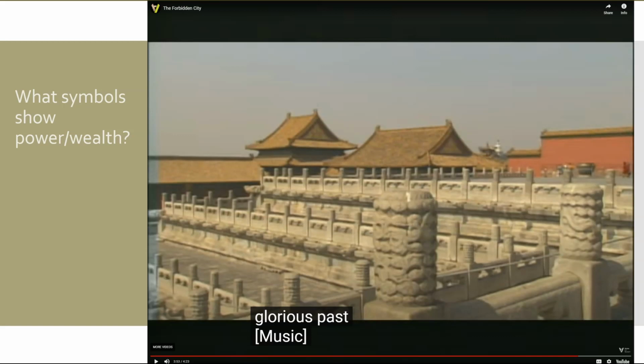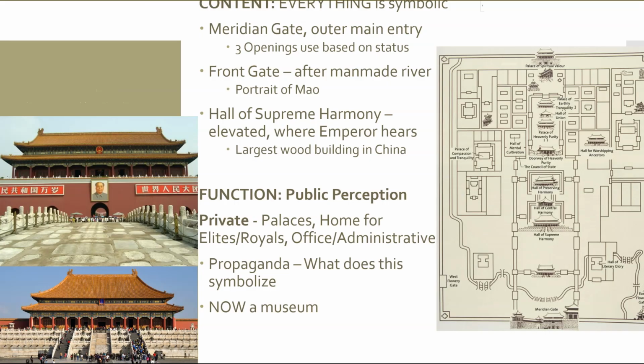All right, so hopefully you got a good idea about some of the symbols and things that show wealth within the Forbidden City. We don't go into much detail with the different figures and sculptural elements on the roofs, because more of the focus of what we look at is where the buildings are and the meaning of those different buildings.